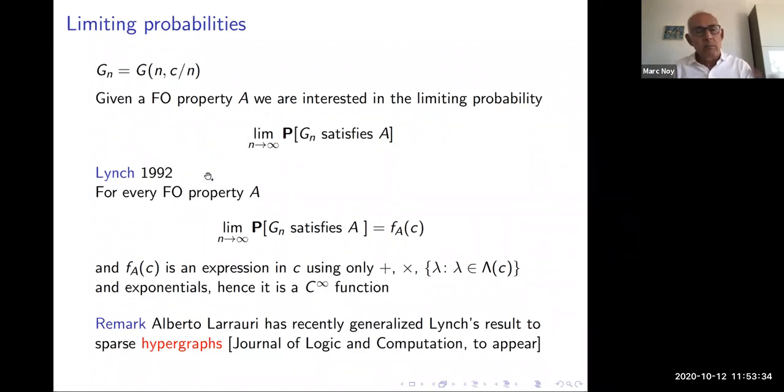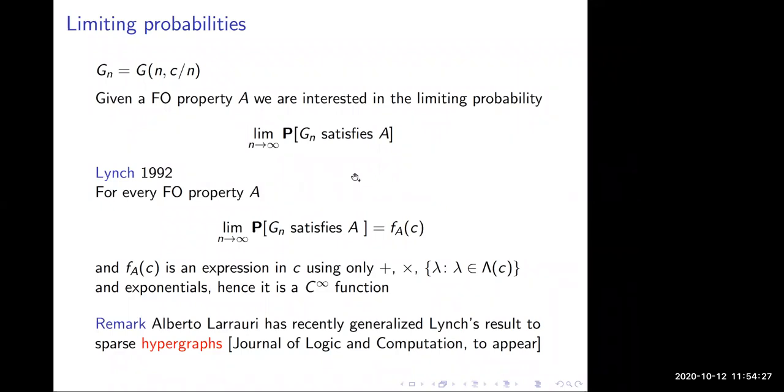Now, James Lynch, almost 30 years ago, proved the following. For every property, this limit exists. This limit will depend on the property and on the value of C that we have taken. But I emphasize that I consider this as a function of C. And this function of C can be expressed using just basic sums and products, a set of constants, and exponentials. So it's not only a continuous function, it's a C infinite function, it's an analytic function. There is no change that happens when you go from C less than one to C larger than one.